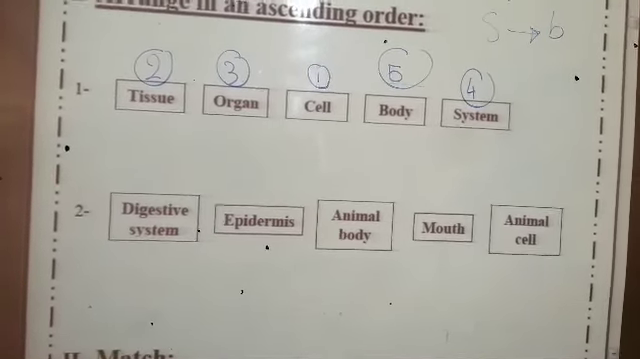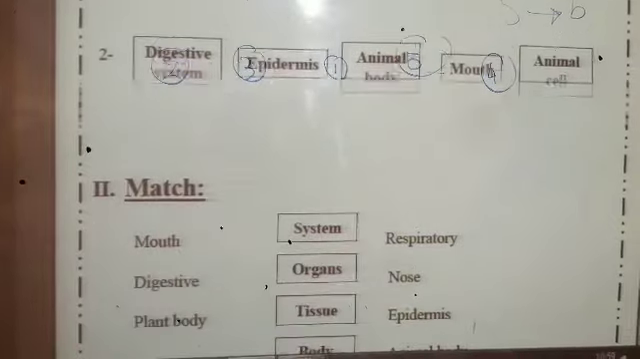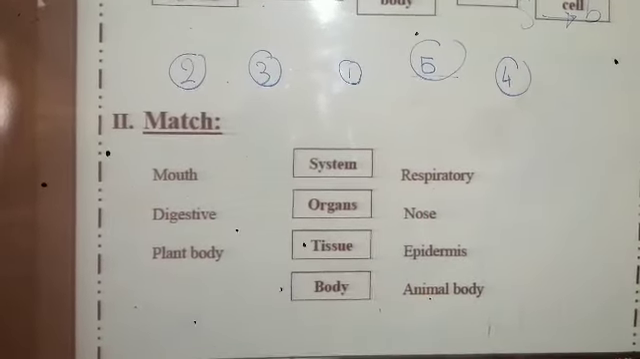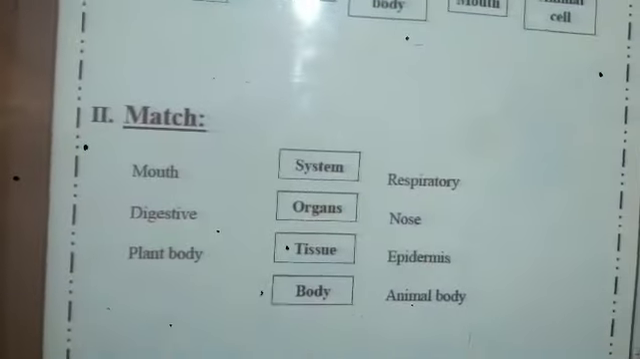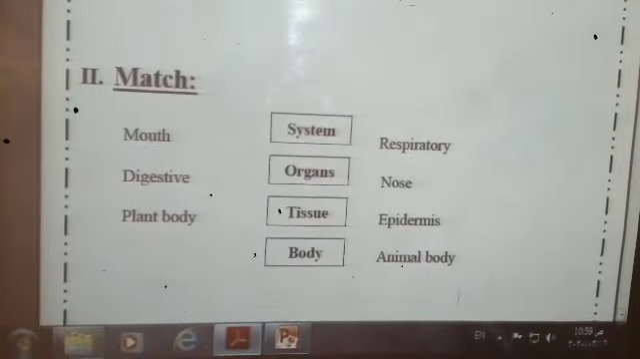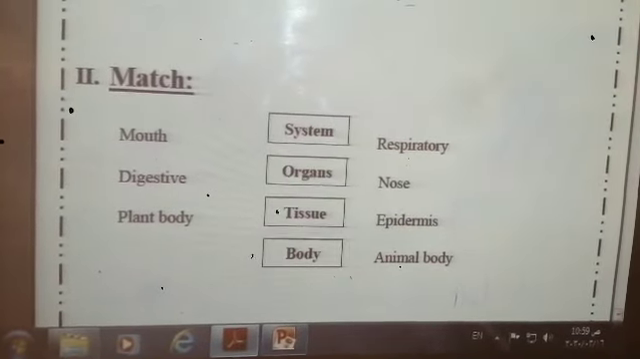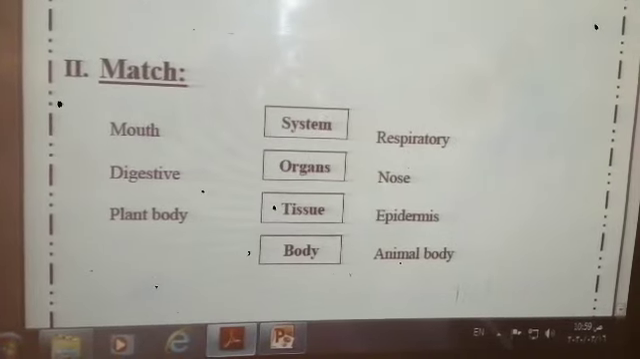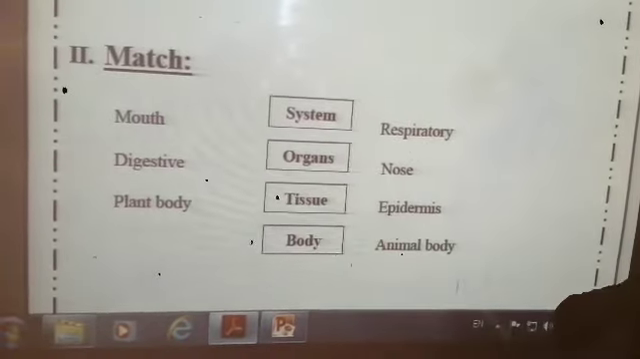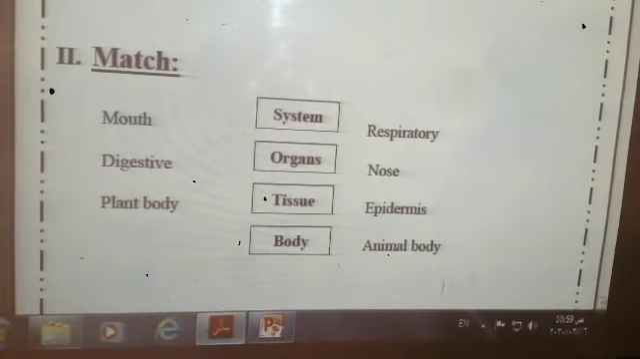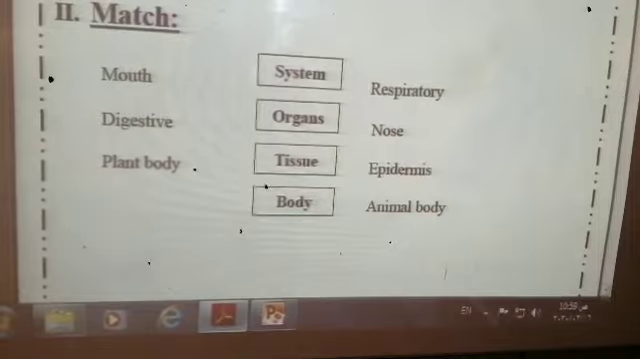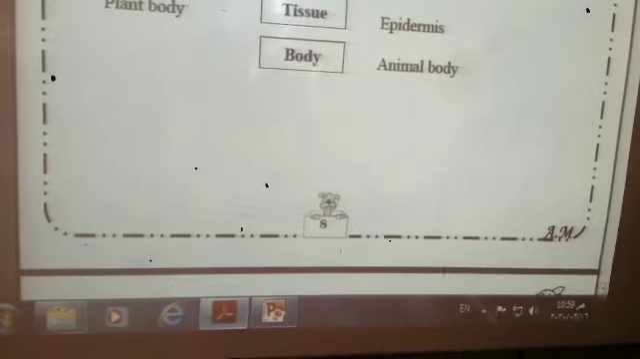And here, this is matching. Which one of these is a system, the mouth, or the digestive, or plant body, respiratory, nose, epidermis, animal? You are going to match which one of these is a system, which one is an organ, which one is a tissue, which one is a body. Clear?